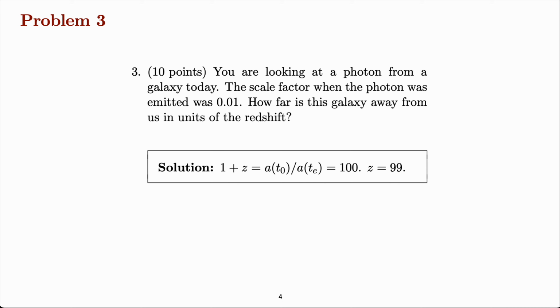Problem number 3, 10 points. You are looking at a photon from a galaxy today, and the scale factor when the photon was emitted was 10 to the minus 2. The question is, how far away is this galaxy in units of redshift? It's a very simple problem. You have this relation: 1 plus z is a as of today divided by a at the emission time. So z has to be 99.